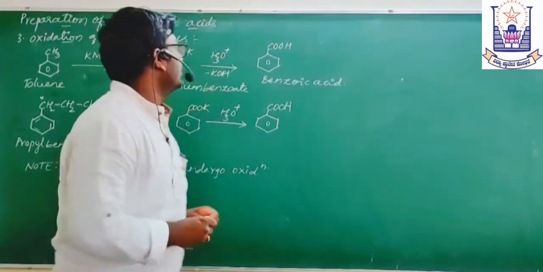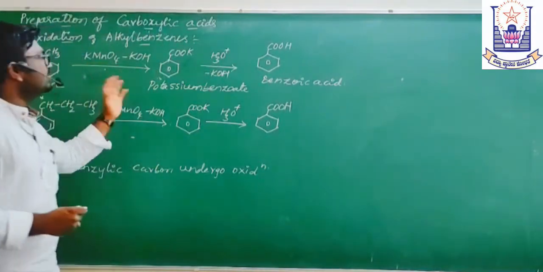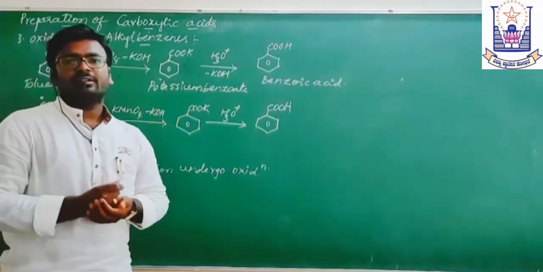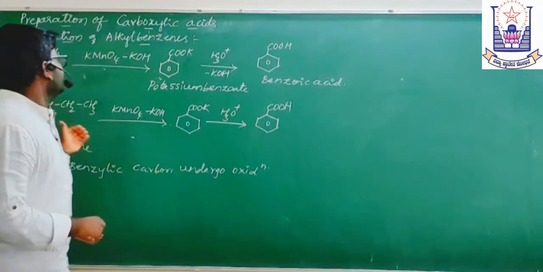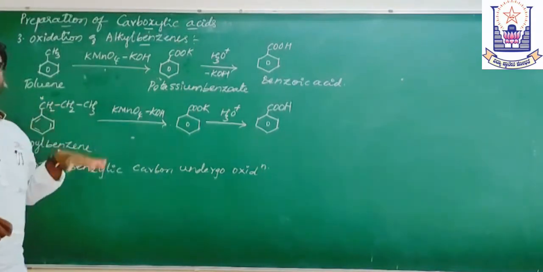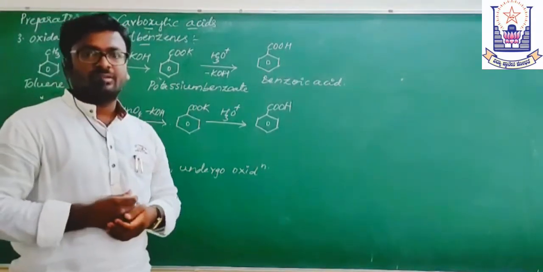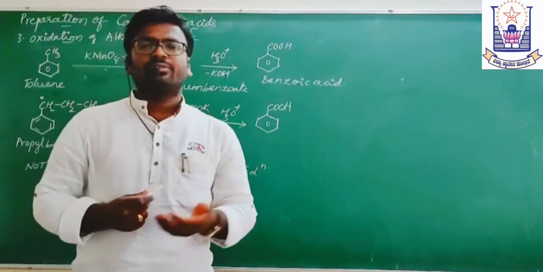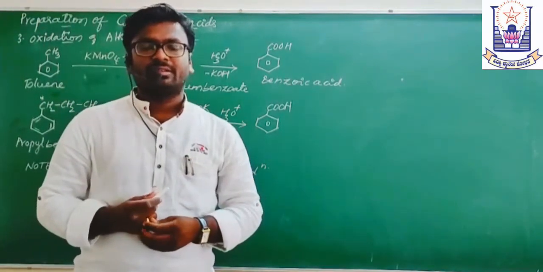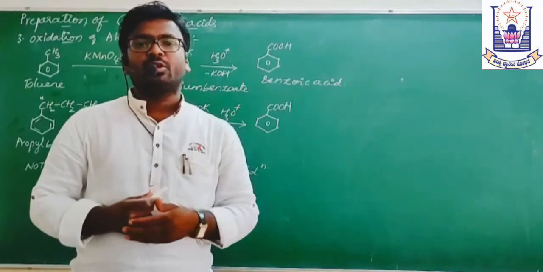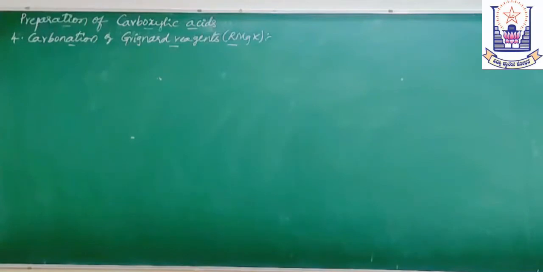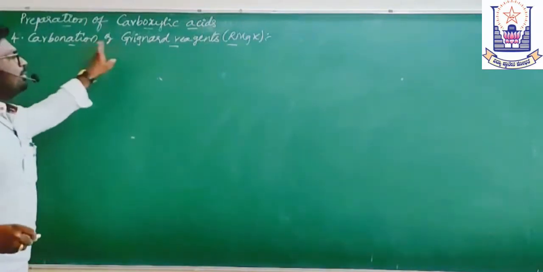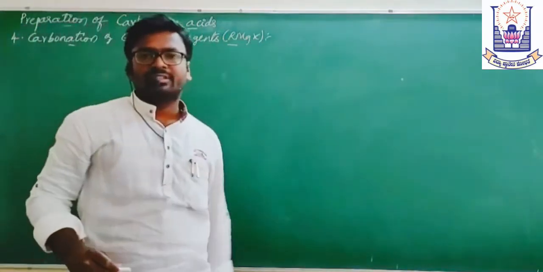This is all about the oxidation of alkyl benzenes to the corresponding or lower members of the carboxylic acid, and in this the benzylic carbon will undergo the oxidation. So we shall go for the fourth method, that is from Grignard reagent. Let us discuss carbonation of Grignard reagent.